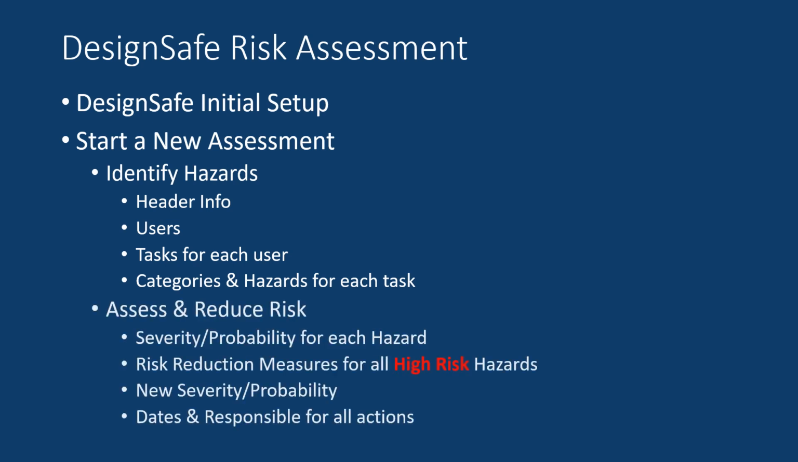Once you're done with that, you go on to the second tab, which is the assess and reduce risk tab. Here is where you identify the severity and the probability for each of those hazards. You then, for the high risk ones, want to identify risk reduction measures. You don't need to do it for all, just the high risk ones are where it's important. When you've identified measures, you then want to project what the new severity and probability might be if you implement those measures. And then lastly, you want to identify dates and responsible parties for each of those actions.